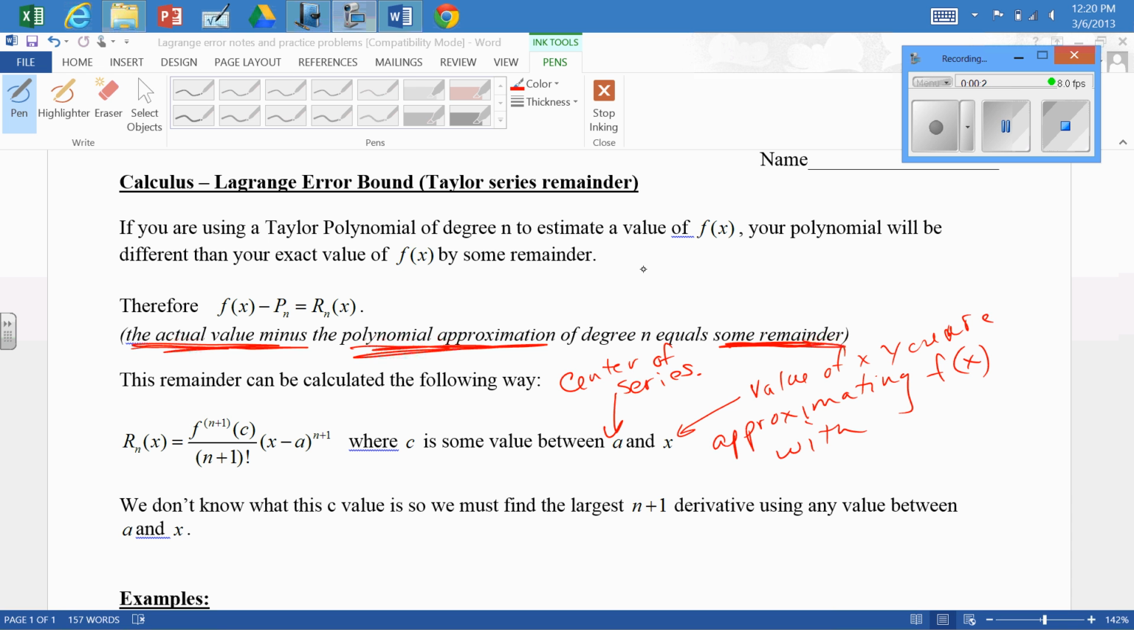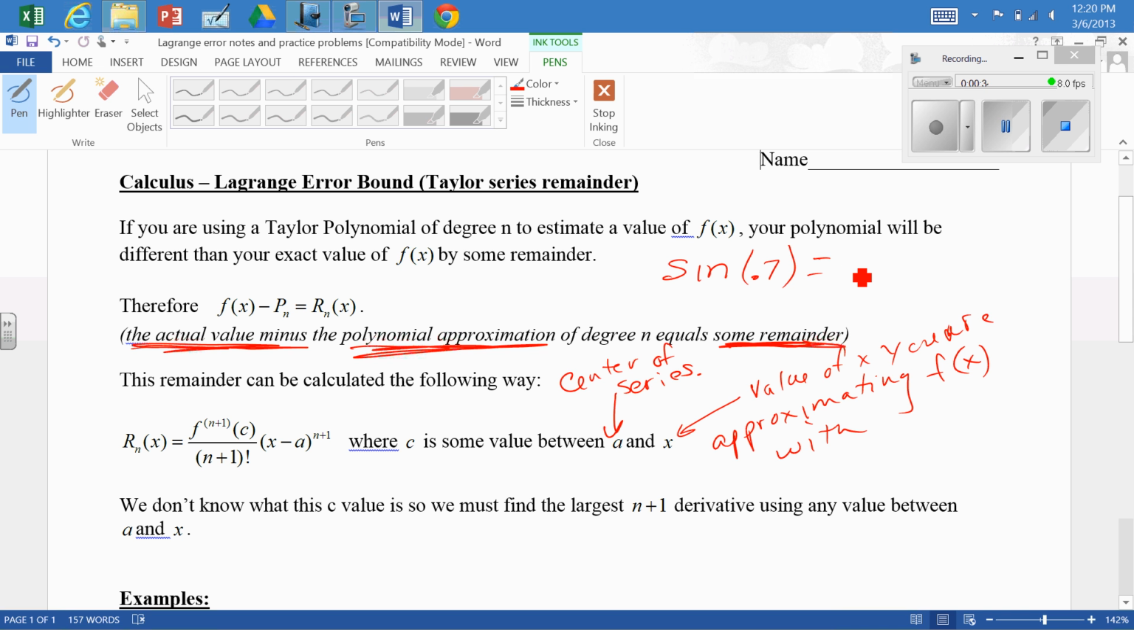for instance, we could approximate sine of 0.7 with a Maclaurin series, and we could go up to, let's just do the third degree. So it would be x, or 0.7, minus x cubed, 0.7 cubed over 3 factorial. And then the next one would be x to the fifth, which would be 0.7 to the fifth over 5 factorial. But if we were going to approximate it just with a third degree series, we'd have something like that. We could figure out what that is either by hand or in our calculator, and that would be an approximation.